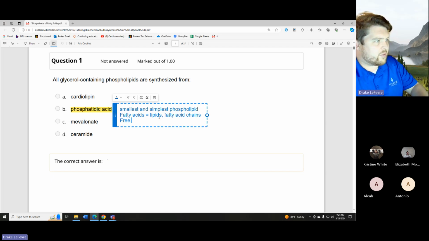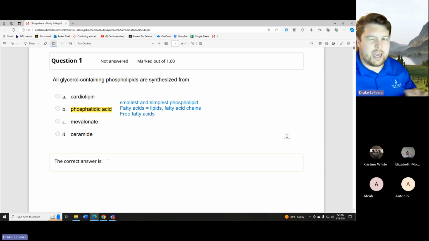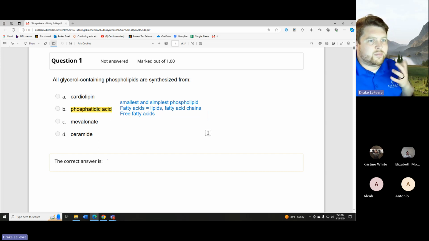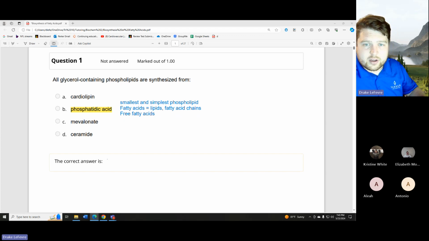Or they'll call them free fatty acids. In Biochem 2, especially at the beginning, there's a lot of AKA type words, where there are many different words that all mean the exact same thing. You just have to get through all of them and learn the vocab portion of it.